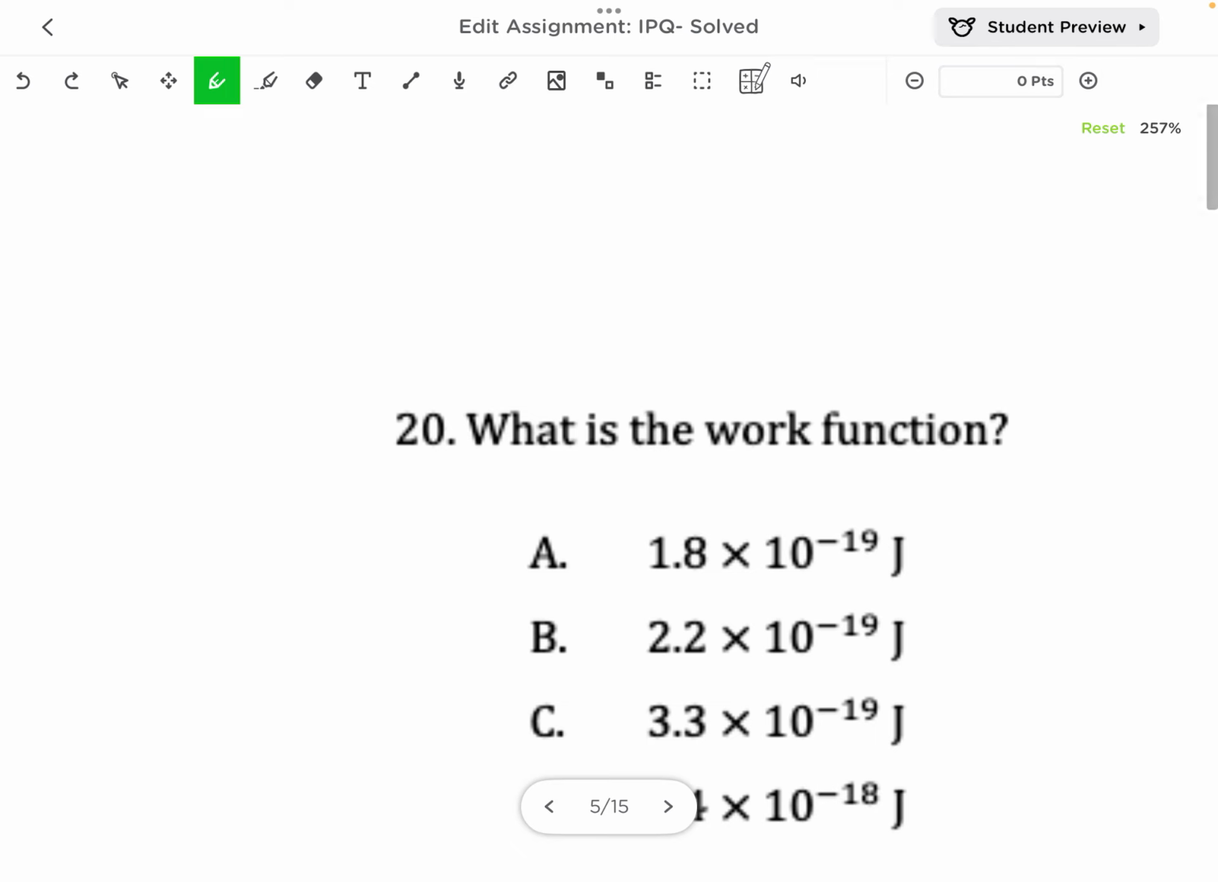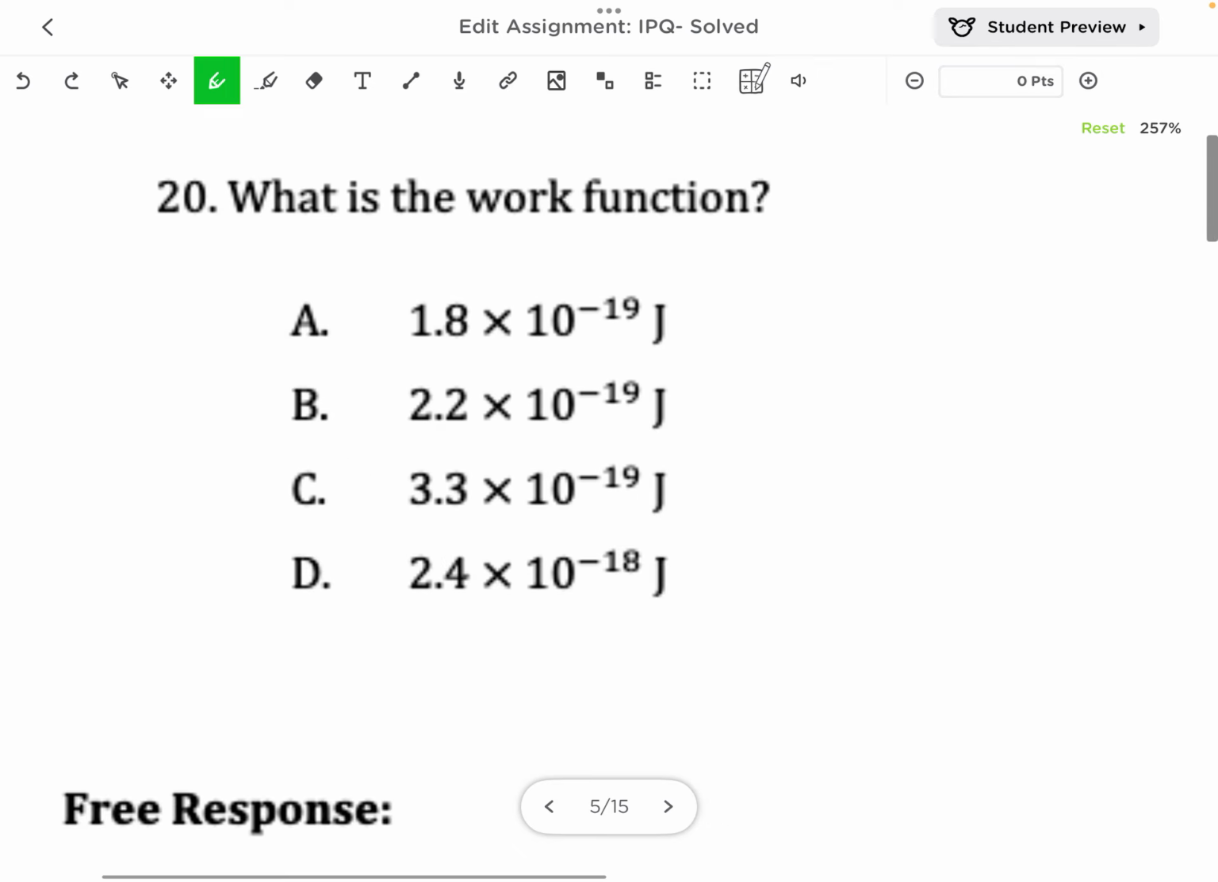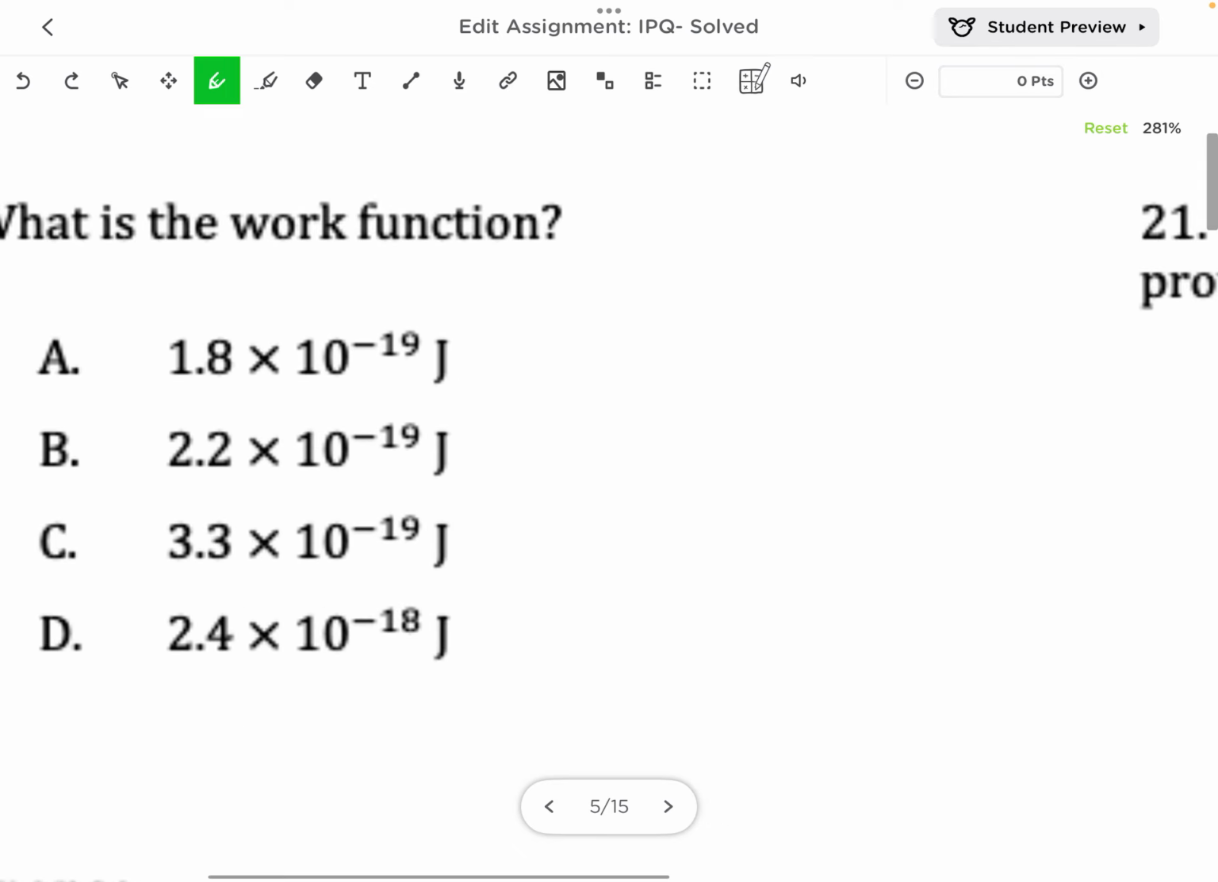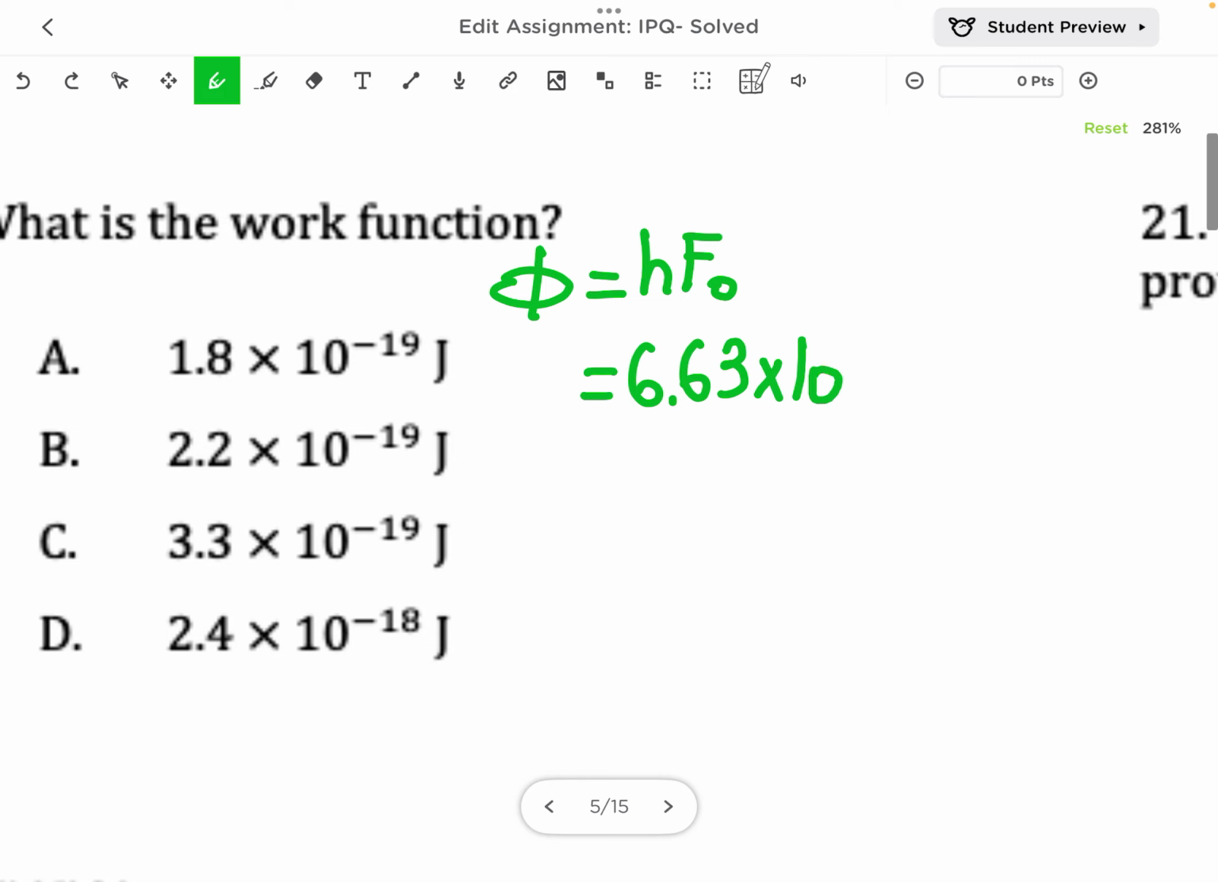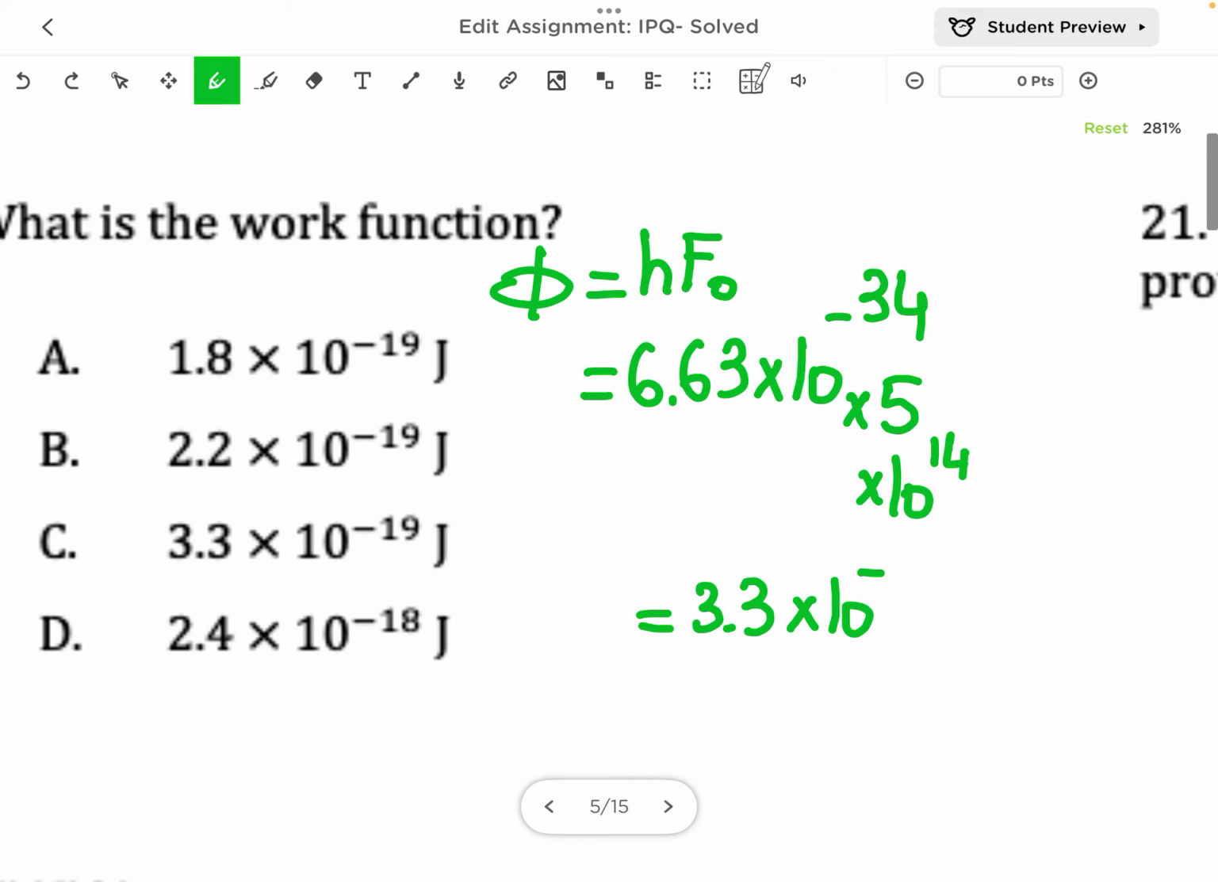Now, in question number 20, I need to find the work function. To find the work function, it is hF0. So it is 6.63 times 10 to the power of negative 34 multiplied by 5 times 10 to the power of 14 or 15, I'm not sure. Yeah, 14. Which will give me 3.3 times 10 to the power of negative 19 in joules.